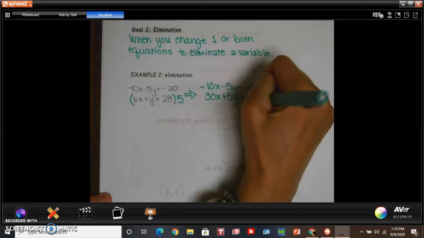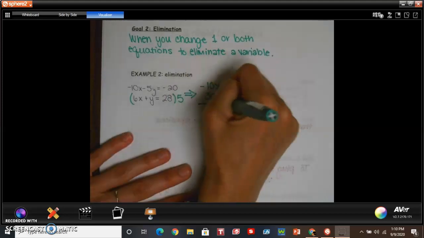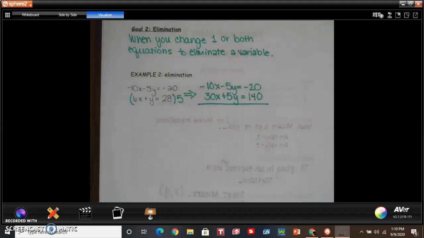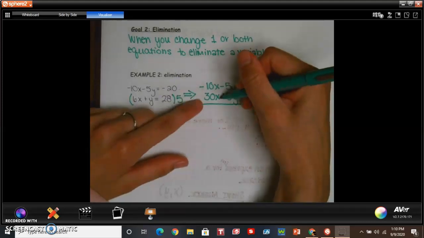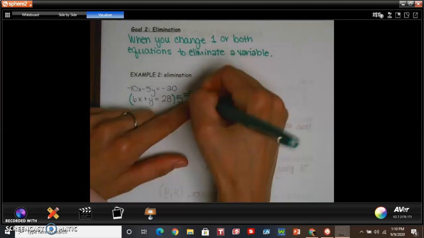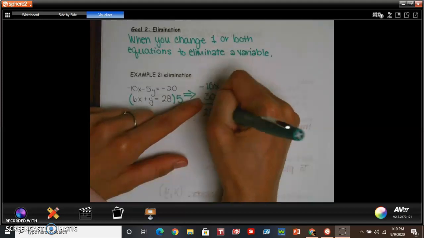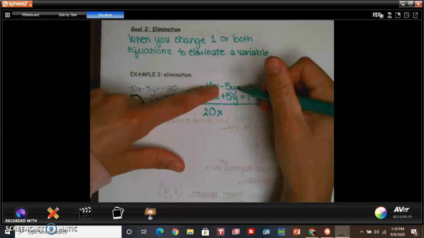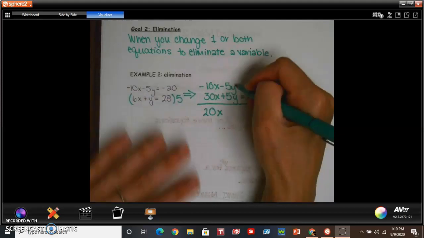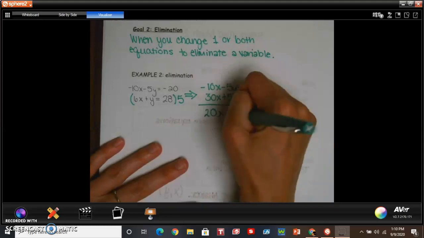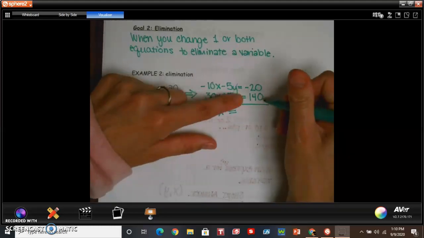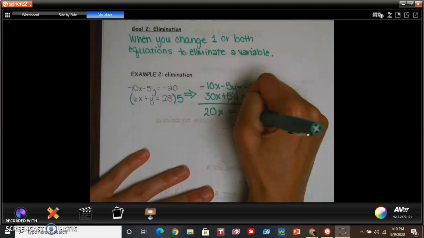All right, now they can eliminate. Here's how we do that. So we have negative 10x plus 30x. That leaves us with 20x. Negative 5y plus 5y, they now eliminate. They are gone. They zero out. Then we have negative 20 plus 140. That leaves us with 120.